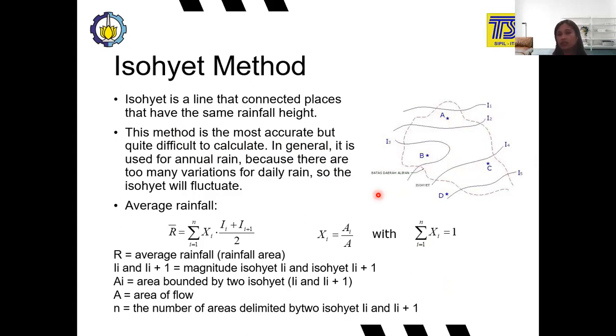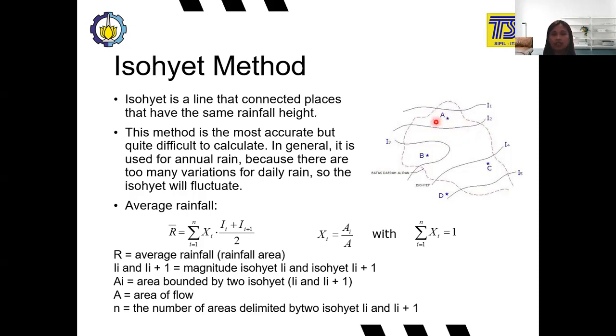In general, it is also used for annual rain because there are too many variations for daily rain. If we use the isohyet method for daily rain, I'm sure we cannot draw the lines properly because there are too many variations for daily rain. So the isohyets will fluctuate.